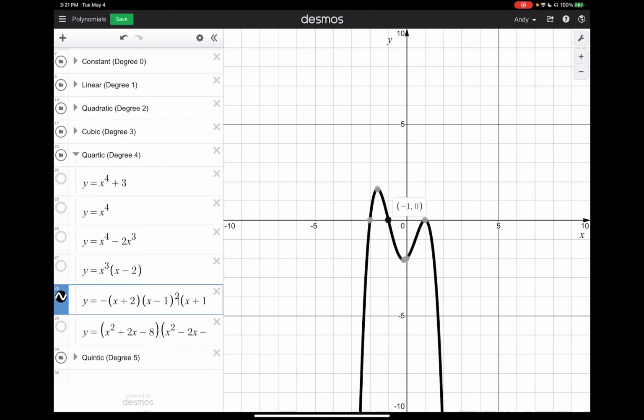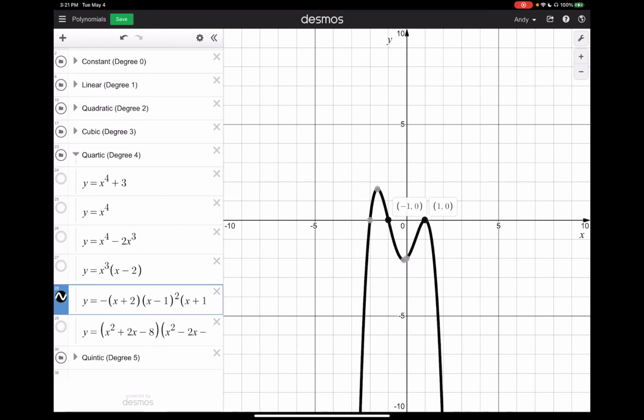And then this factor in the middle, this x minus 1 squared, it's a double factor here, it's a double zero here. You'll notice that the graph comes up to the x-axis, touches at that point, and then returns back down. So it corresponds with the local maximum, and there's not crossing of the axis in this case.